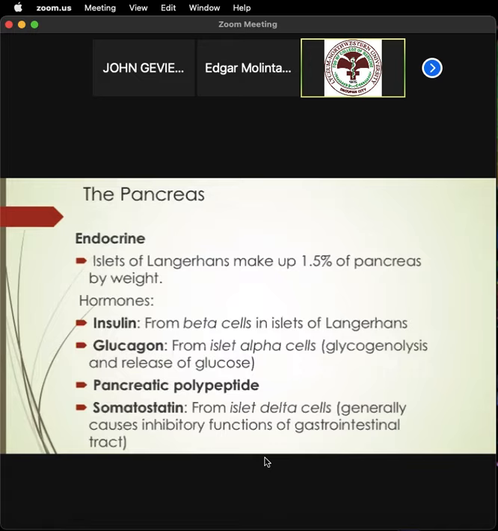Okay. We also give somatostatin or a somatostatin analog like octreotide if we want to decrease the secretions of the GIT. Okay, and also if we want to decrease the bleeding in your GIT, we give this somatostatin or somatostatin analog.